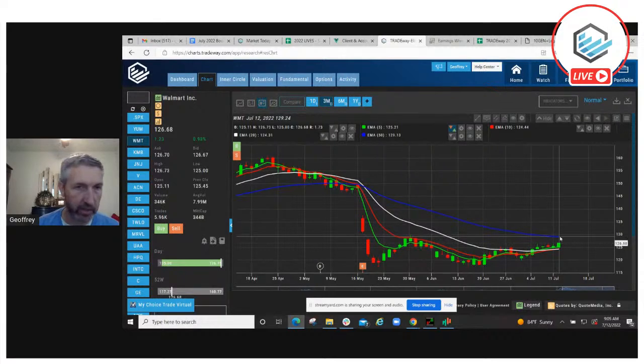I could buy a call option. I could do a bull put credit spread, or I could do a bull call debit spread. All of those are opportunities for me to make money as the stock moves up. So, of course, then I would have to decide, well, what do I want this to look like?